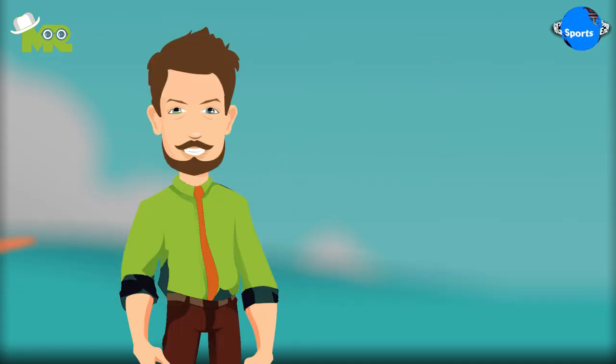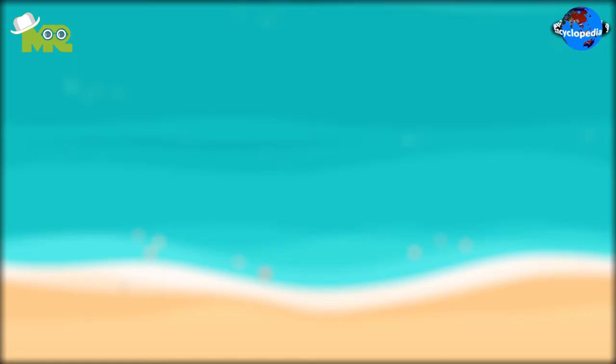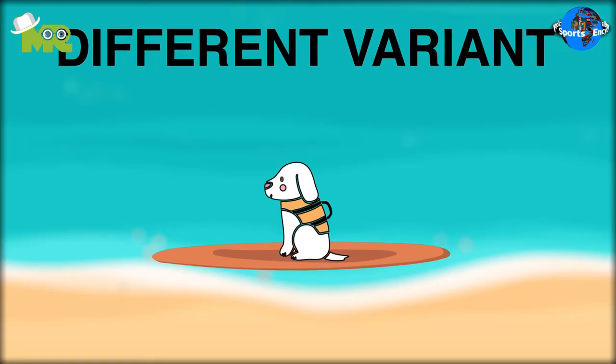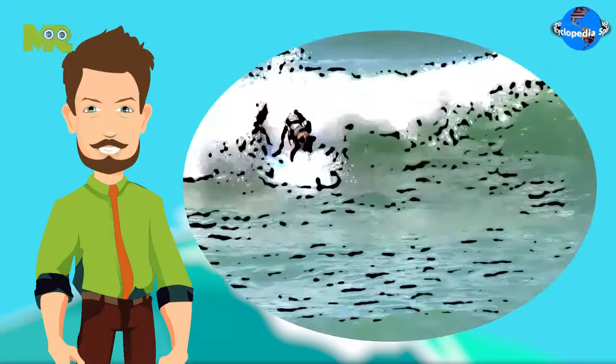There are a total of 3 rounds that take place. In a different variant of dog surfing, the owner surfs with his dog and executes all the tricks and moves.